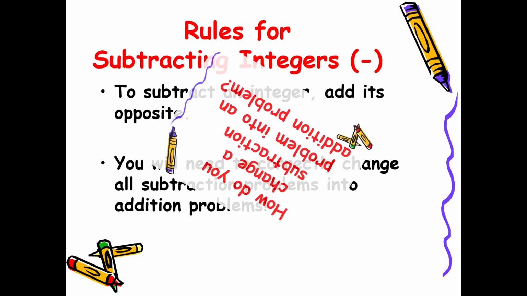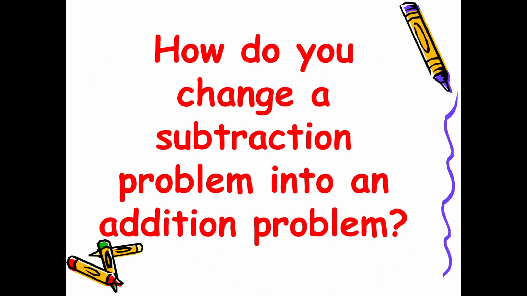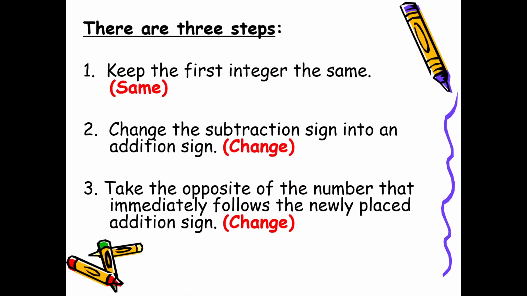Now, my question is this. How do we change a subtraction into an addition problem? Because that is our concern. Whenever it is subtraction, we need to change that to addition by adding its opposite. So, how do we do it? This is a simple rule. Number one, copy the first integer.